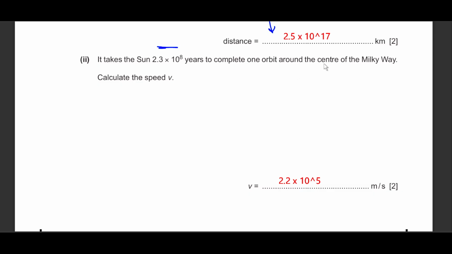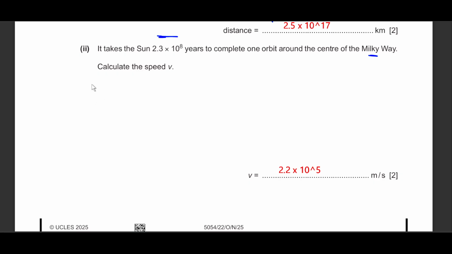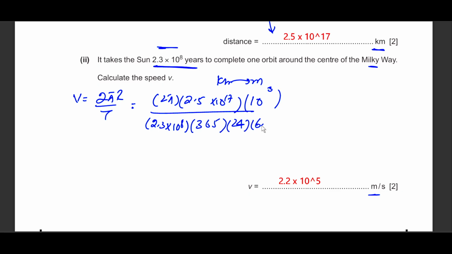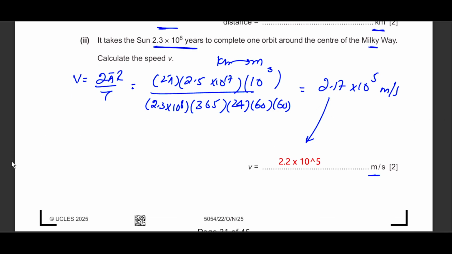The sun takes 2.3 × 10^8 years to orbit the Milky Way. Calculate the speed v, which is simply orbital speed: v equals 2πr divided by t, equals 2π × 2.5 × 10^17. Now notice that this is in kilometers and we need meters, so we have to be careful. Adding another 10^3 to convert from kilometers to meters, divided by the time, which is in years. So this will be 2.3 × 10^8 × 365 × 24 × 60 × 60. This comes out as 2.17 × 10^5 meters per second, written to two significant figures.